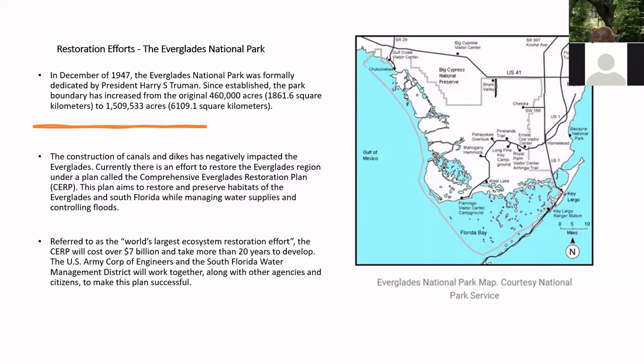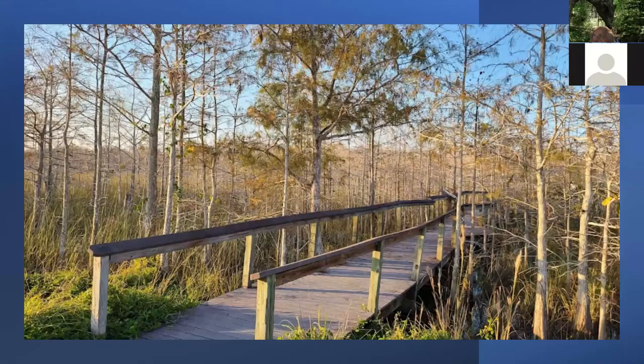The U.S. Army Corps of Engineers and the South Florida Water Management District are working together along with other agencies and citizens to make this plan successful. This is where my factual presentation stops, and I'm inviting everyone to add to it. I'm sure a lot of you know more about the subject than I do, and to ask questions if you want.